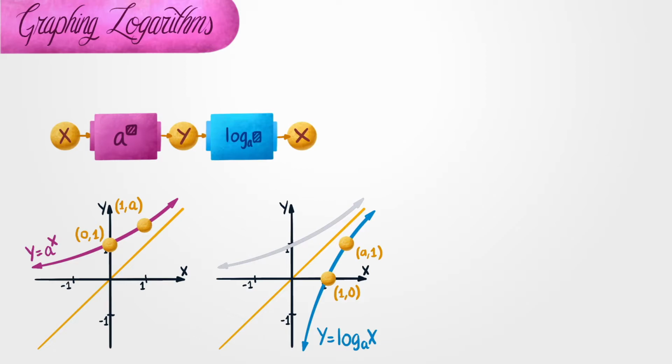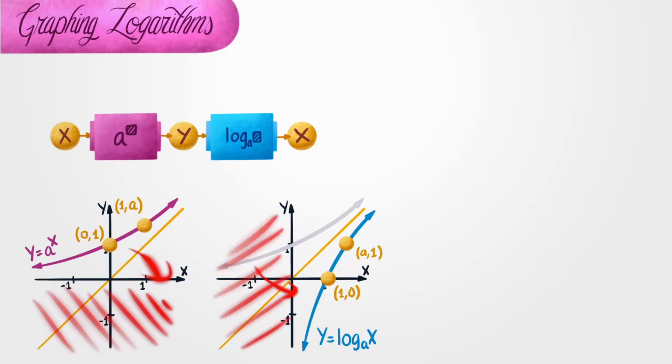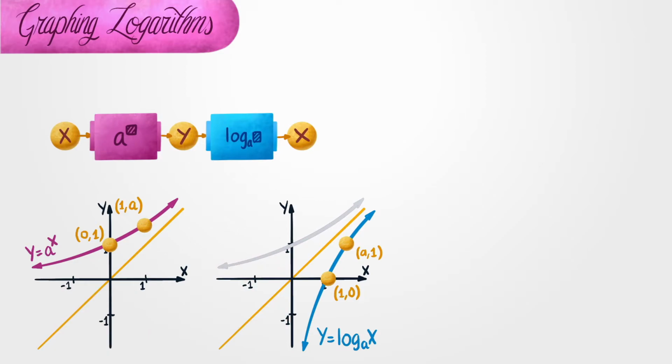Now, if these two graphs are actually reflections of each other, there is one important side effect that I need to tell you about. Notice that exponentials never have any negative y values. And because we're swapping x and y, that means that logarithms never have any negative x values. This is something you should try in your calculator. If you try typing the log base a of any negative number, you are going to end up with a maths error.